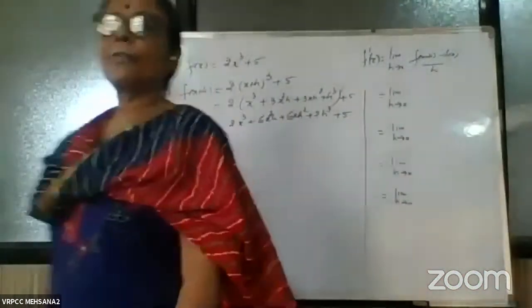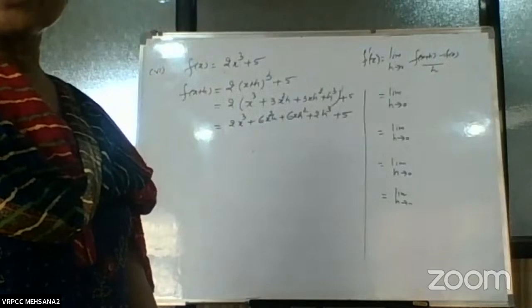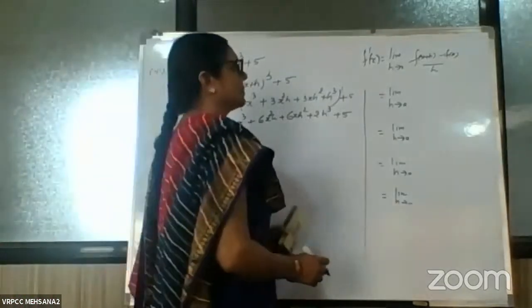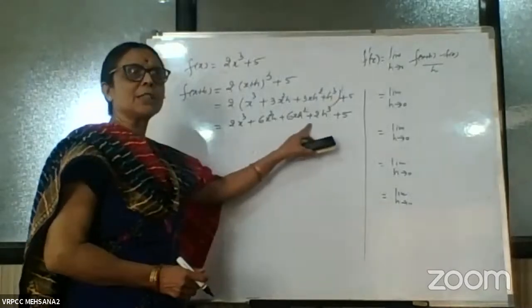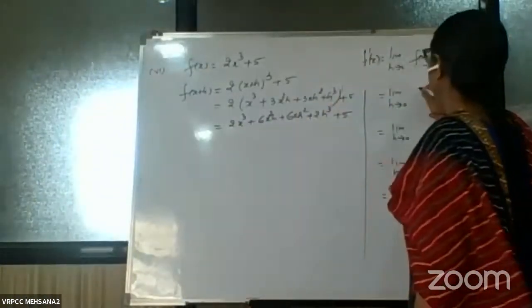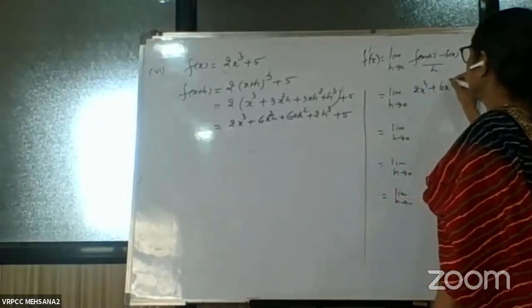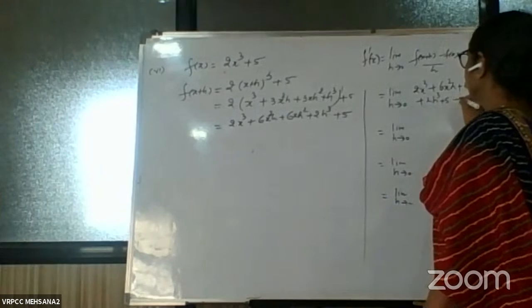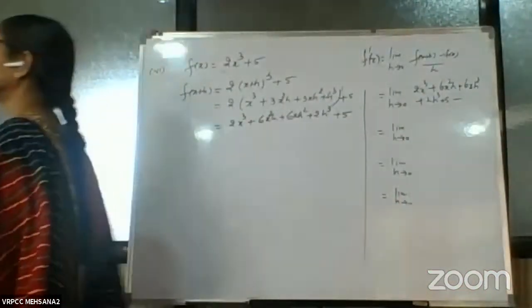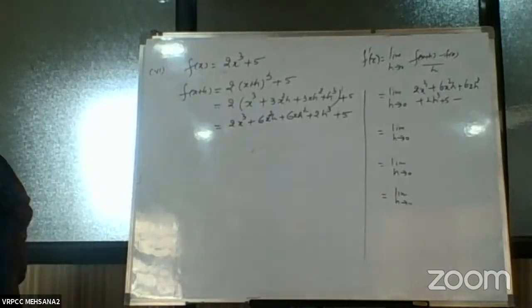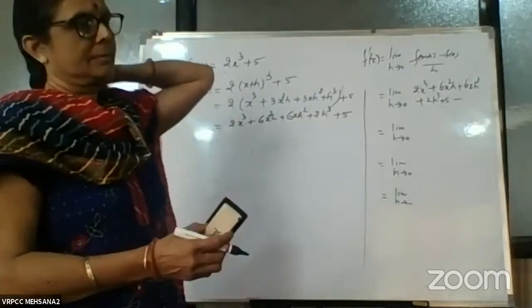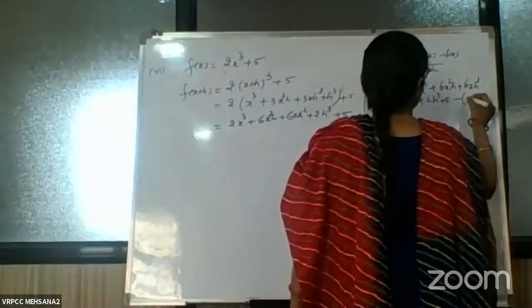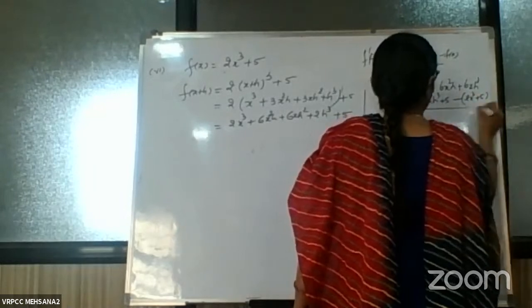First, write down the definition. f dash x is the limit as h tends to 0 of f of x plus h minus f of x upon h. Now, the value of f of x plus h: there are 5 terms. 2x cube plus 6x square h plus 6x h square plus 2h cube plus 5. Minus f of x. There are 2 terms, so we will write in bracket 2x cube plus 5, upon h.